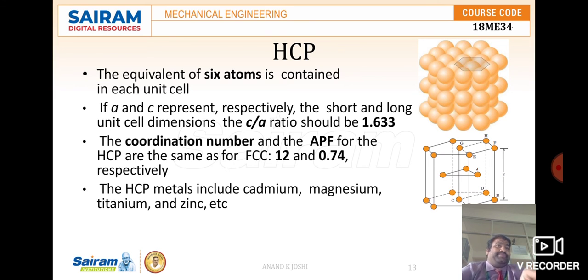That is the long unit cell dimension, the C by A ratio. It should be 1.633, and the coordination number of HCP is 12, and its atomic packing factor is 0.74, the same as in FCC. The metals that come under this category of structure include cadmium, magnesium, titanium, and zinc, and some other metals also come under this category. So this is all about the HCP.